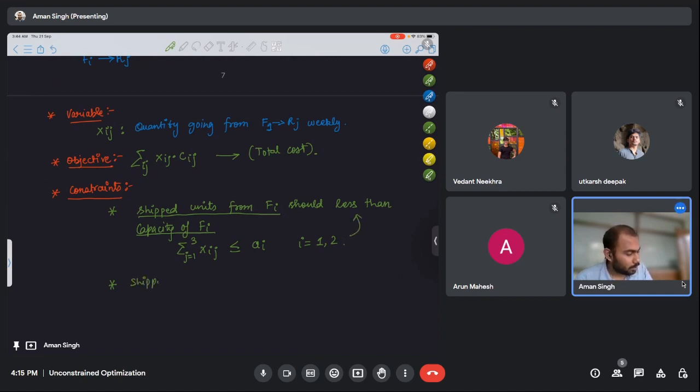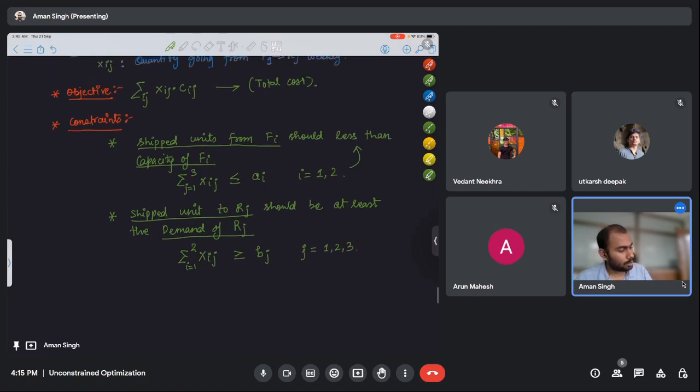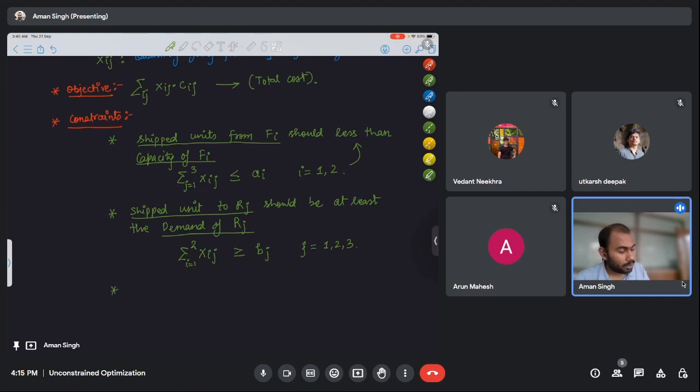Then the second is similar: shipped units to rj should be at least the demand of rj. We can again write this as shipped units to j is the sum over i equal to 1 to 2 of xij, which should be greater than or equal to the demand of rj, where j is equal to 1, 2, 3. And there is one more constraint. You might think this is all, but all xij should be greater than or equal to 0. Shipped quantities should not be negative, for all i, j.